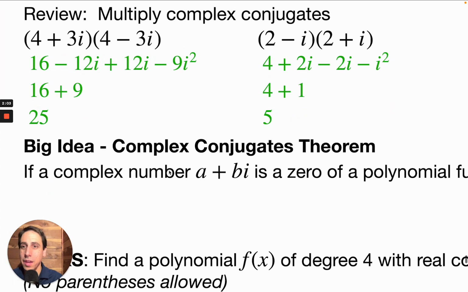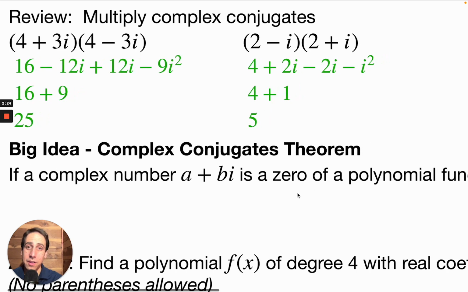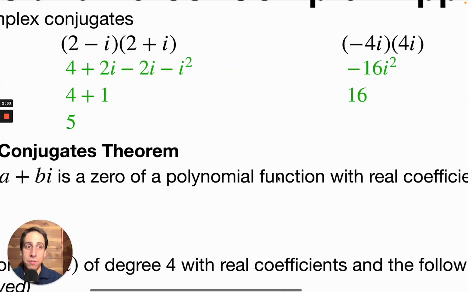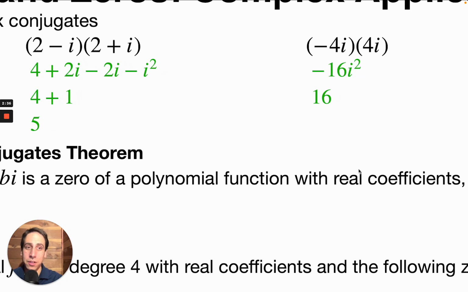So the big idea here is the complex conjugates theorem. I'm going to start with the big idea and show you how to use it. Here's the big idea for today. If a complex number, like 4 plus 3i or 2 minus i, or in general a plus bi, is a zero of a polynomial function, that means if you put a plus bi in as an input to the polynomial function and you get as an output 0, with real coefficients, this polynomial function has real coefficients.